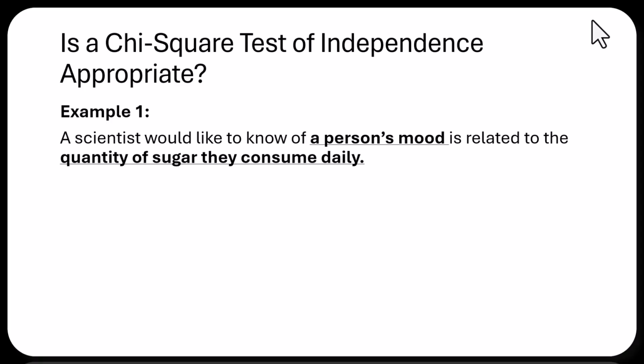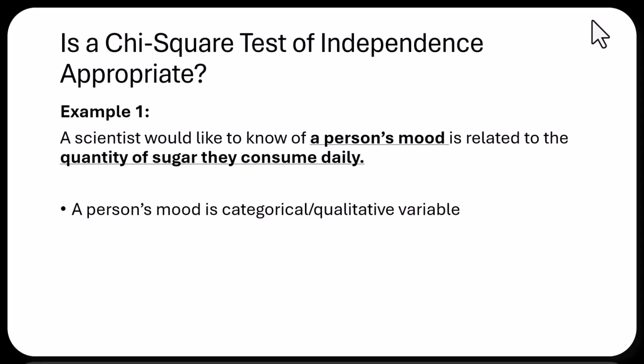Example 1. A scientist would like to know if a person's mood is related to the quantity of sugar they consume daily. As we proceed through these examples, please pause the video, write down your answer, or say it in your mind, and then unpause the video to see if you are correct.